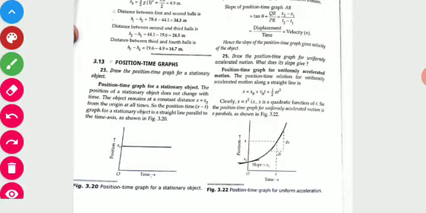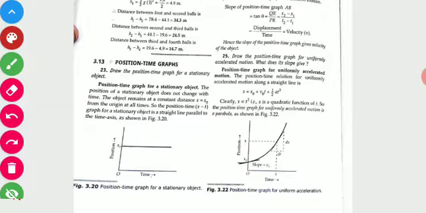Basically in this, on the y axis we have position, that is x, or we can say displacement, and on the x axis we have the time. So students, in this we see the relationship between displacement and time. If you see the graph for a stationary object, it will be a straight horizontal line.